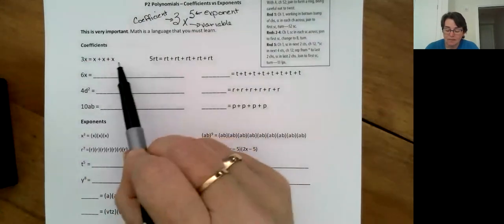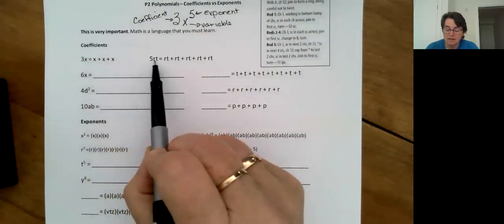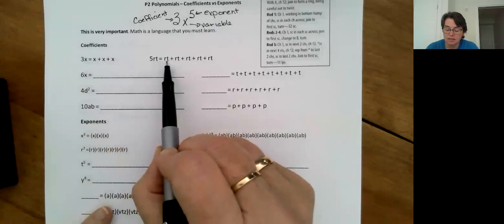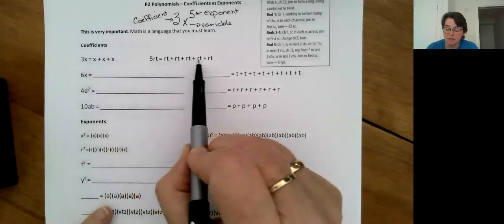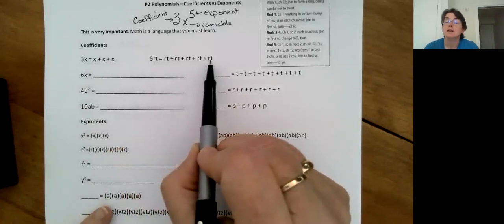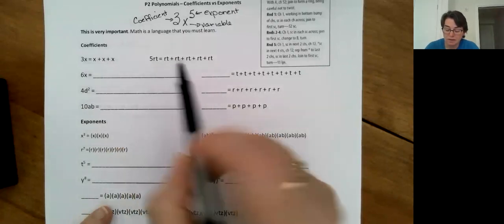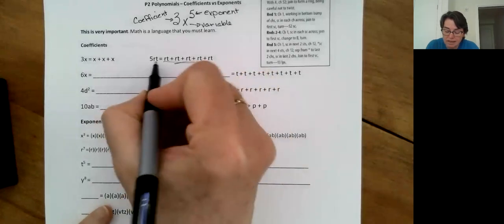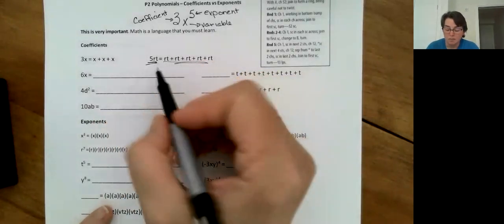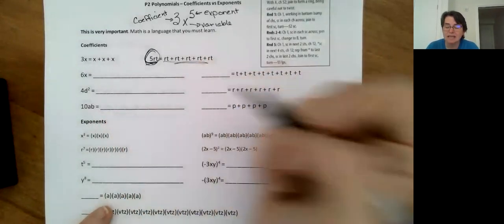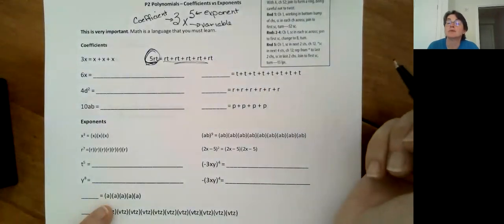Okay. And it's addition. So 5RT is the same as RT plus RT plus RT plus RT plus RT. And there's 1, 2, 3, 4, 5. So this part and this mean exactly the same thing, but we're going to write that 99% of the time because it's shorter and quicker.